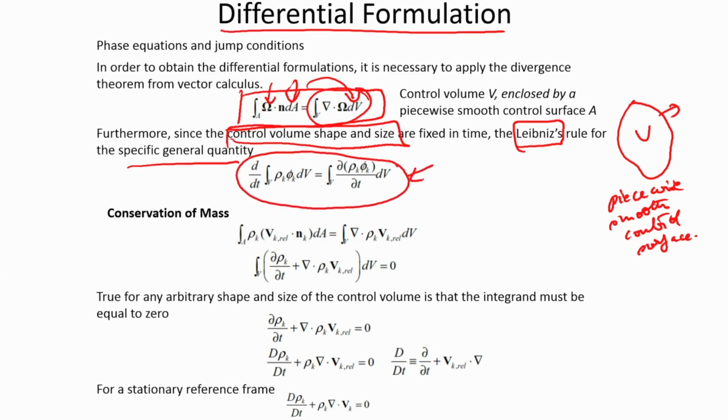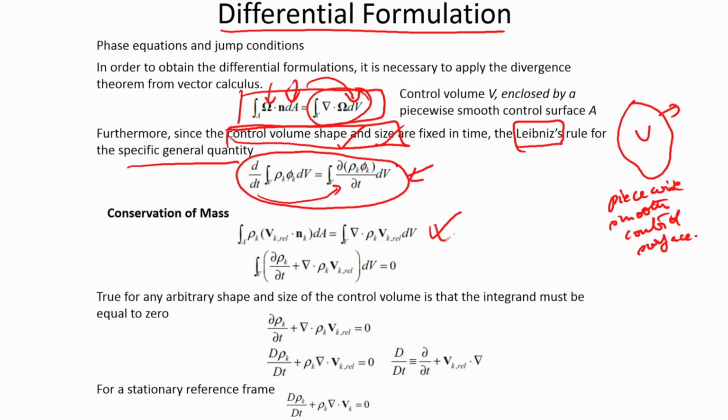This Leibniz rule you have seen in the case of your boundary layer analysis also. It says that if the control volume is fixed, with shape and size fixed in time, we can cast the rate of change of the property and take it within the integral sign. So, the conservation of mass, what does it become?